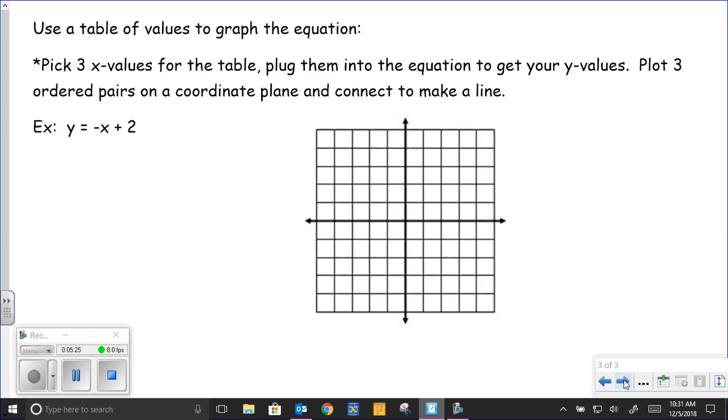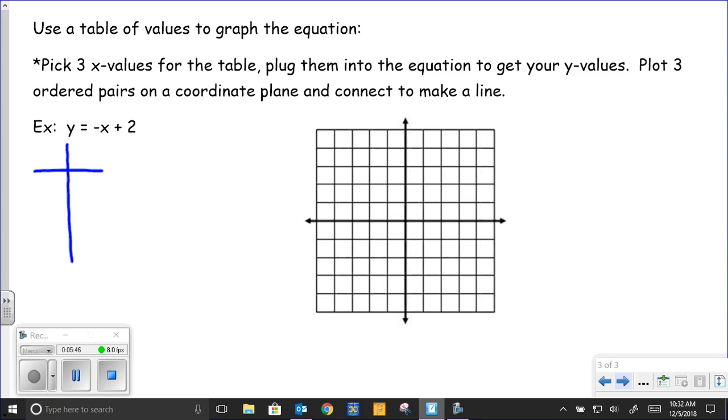So what we're going to do here, I like to make a little T-chart. If you wanted to make it longer and make like an H chart, you could have the rule in the middle if you wanted to. So you have X and Y. Some people do 4 columns, and then you have the X value, the rule, the Y value, and the 4th column is your ordered pair. It's all up to you on how you want to do it.